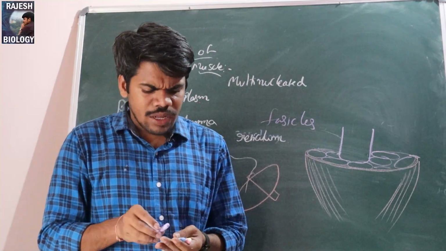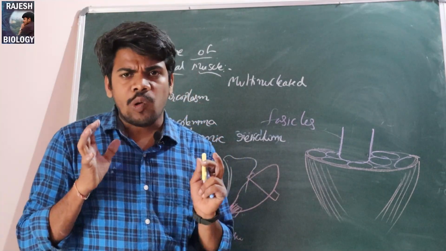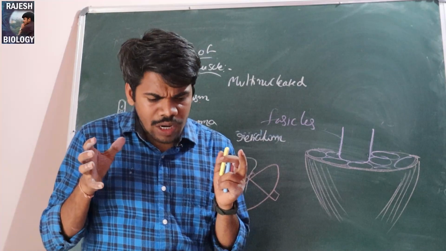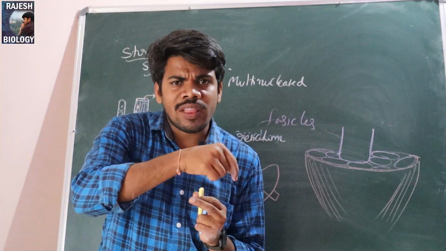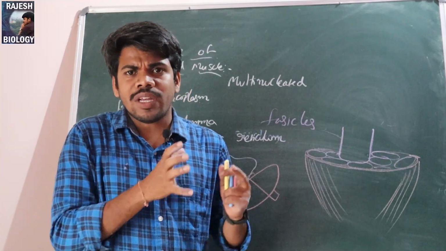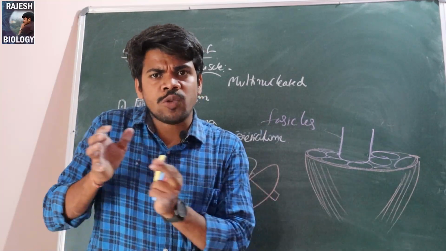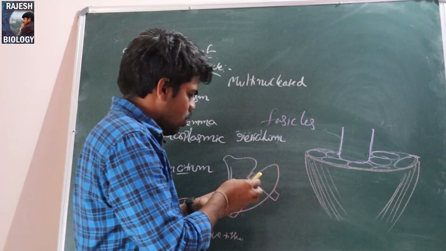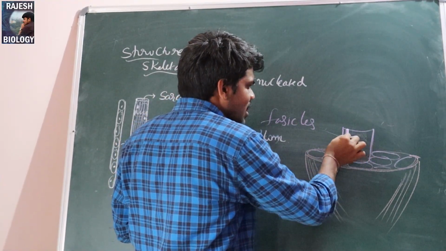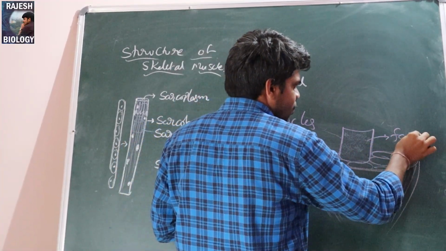Just imagine there are new chalk pieces, 20 chalk pieces, and all these 20 chalk pieces are collected together and covered with a purple colored paper. That is a bundle of chalk pieces. Apply that bundle of chalk pieces to this fascicle. The fascicle is also covered with a purple colored covering. This paper's name is fascia.